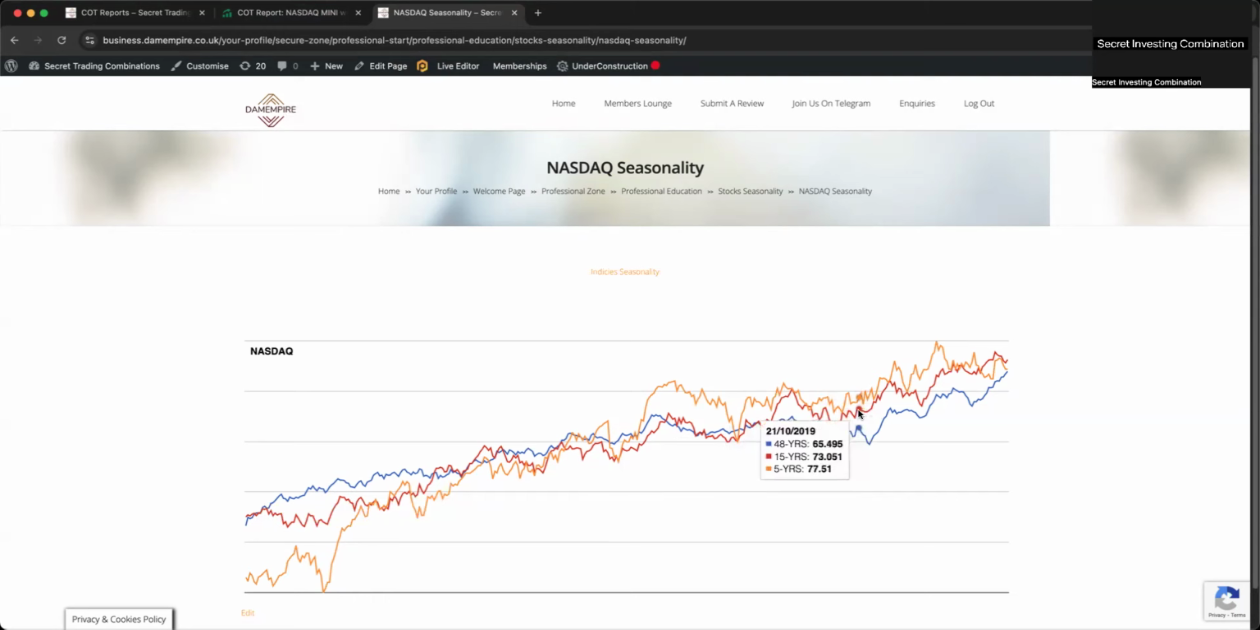Wow, this morning's gone as well, man. And we look at what it's saying. As of the 21st, it's telling us we can go short. What we look at here is you can see that the blue is the 48 years, red is 15 years, the yellowish, orangish is 5 years, right? Or let's say gold is 5 years.